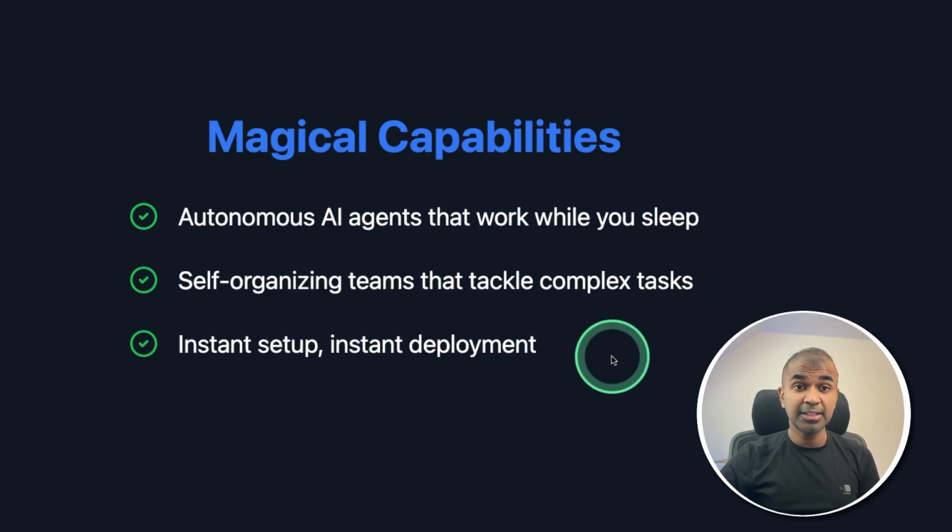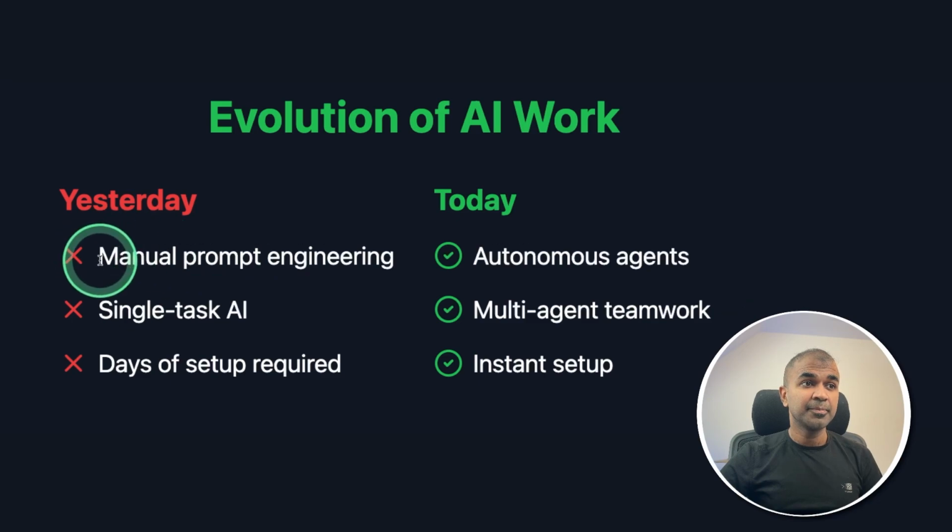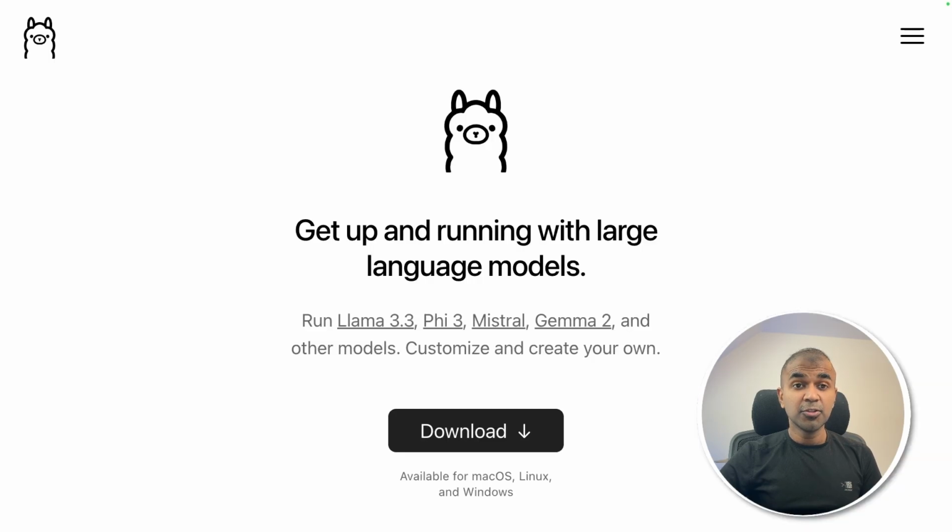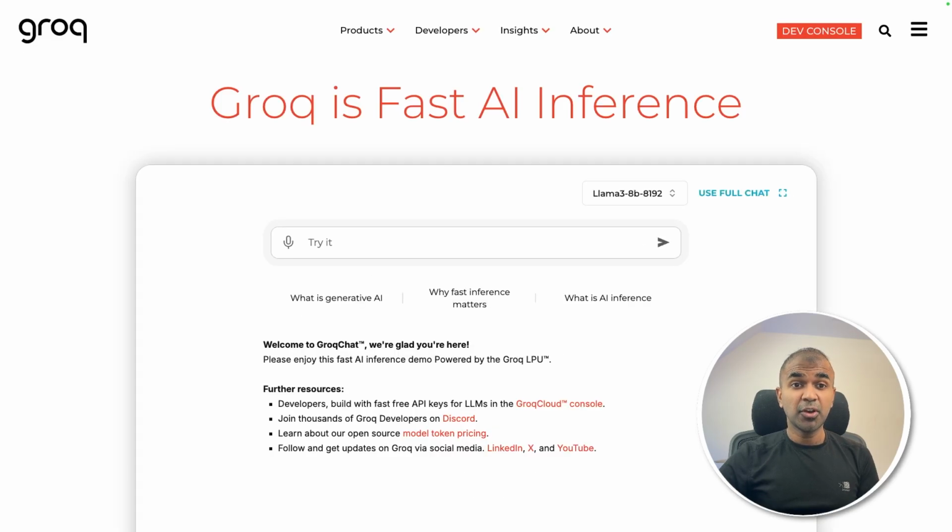Instant setup, instant deployment. Previously, manual prompt engineering required, single task AI, and days of setup required. But now we have autonomous agents, multi-agent teamwork, and instant setup. Also, we are going to run this completely for free on your local computer with Ollama, and also going to make these agents super fast using Groq.